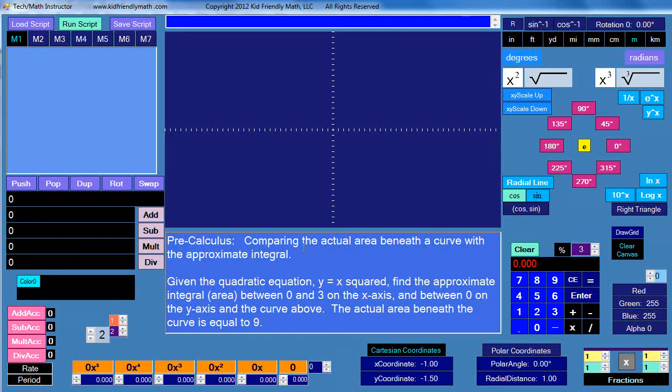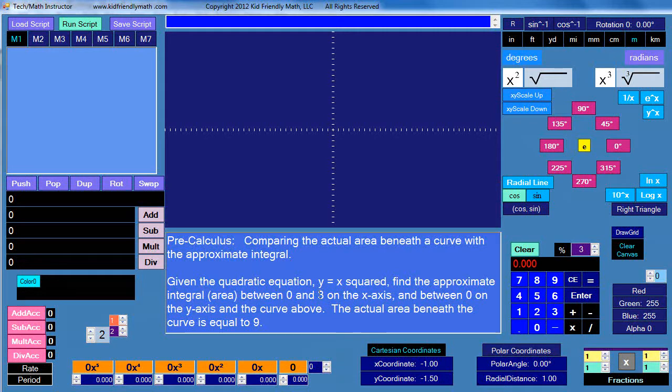In this lesson, we're asked to compare the actual area beneath a curve with the approximate integral. Okay, so that would be similar to the previous lesson where we were adding up all those rectangles and finding the area using a bunch of those rectangles, and that was the same as the approximate integral, but it wasn't exactly the area underneath the curve. But let's see what it says.